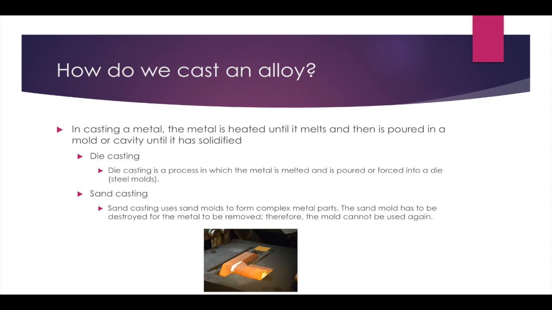Die casting is a process in which the metal is melted and is poured or forced into a die. Sand casting uses sand molds to form complex metal parts. The sand mold has to be destroyed for the metal to be removed. Therefore, the mold cannot be used again. However, sand casting allows for intricate metal parts to be made.